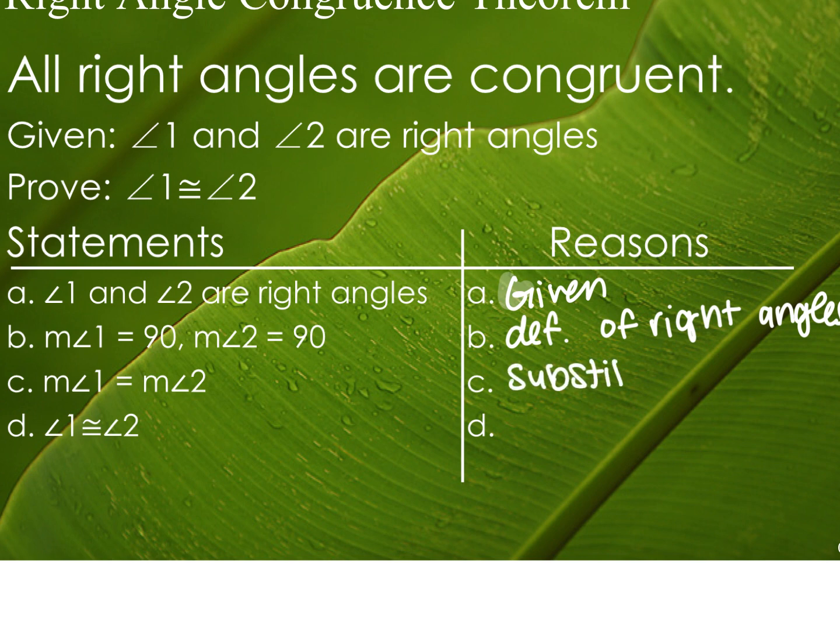All right, looking at D. I have angle 1 is congruent to angle 2. How am I getting from C to D? Close. What's the beginning part? Definition. Good. Definition of congruent angles. Anytime you see something go from equal to congruent or congruent to equal, and it's the same thing, it's going to be definition of, I'm going to shorten it, congruent angles.